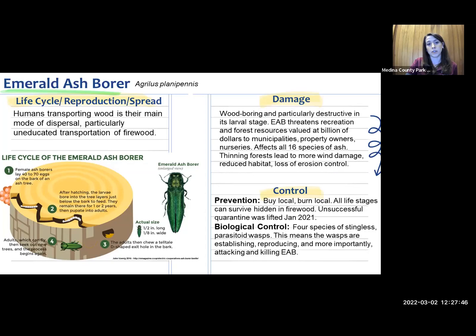I know in our parks, you can start to see the forest habitat change. We have a lot thinner stands of trees, and that's led to more wind damage, so some of our healthier trees that are standing are falling. And then it's just generally reduced habitat for all of our wildlife.